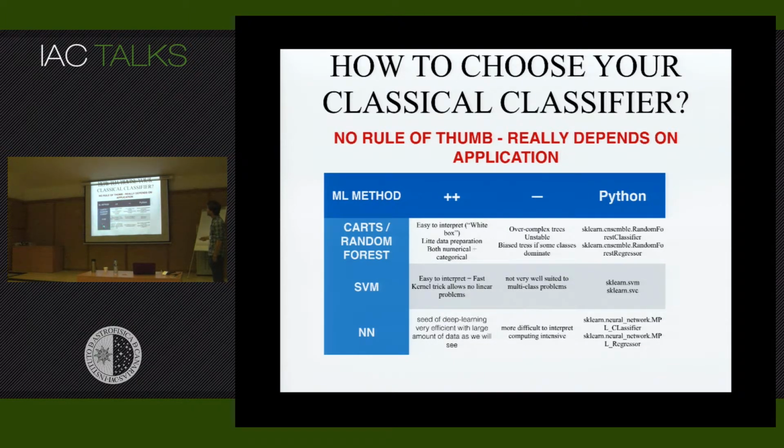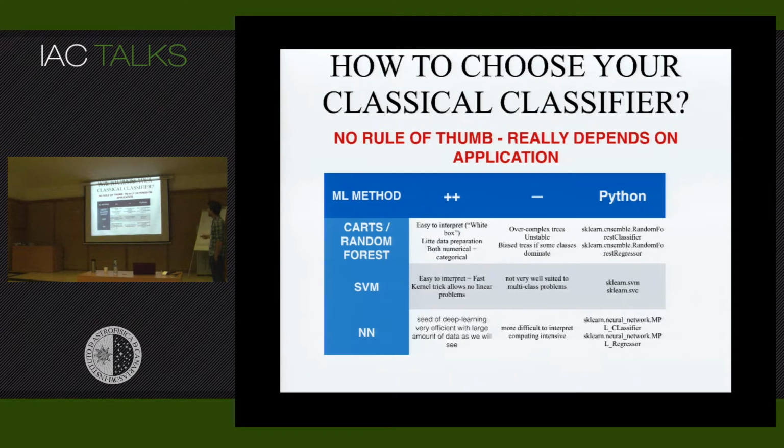I put here some advantages and disadvantages of some of them. For example, random forest, as we see, clearly the advantage is that it is very easy to interpret, so you can understand very quickly what the algorithm is doing and what are the best parameters inside the algorithm.